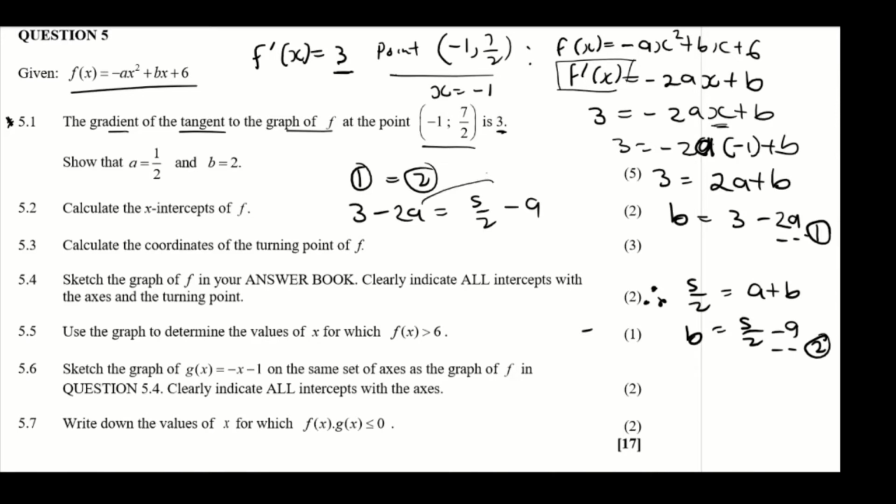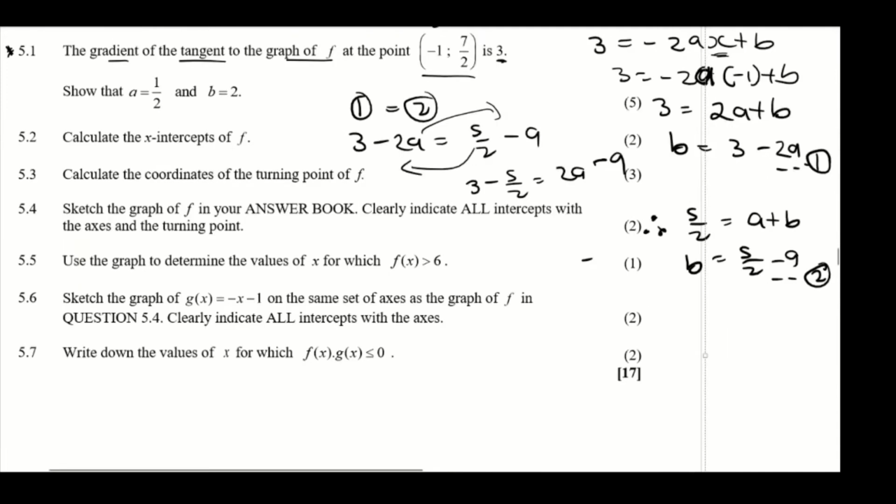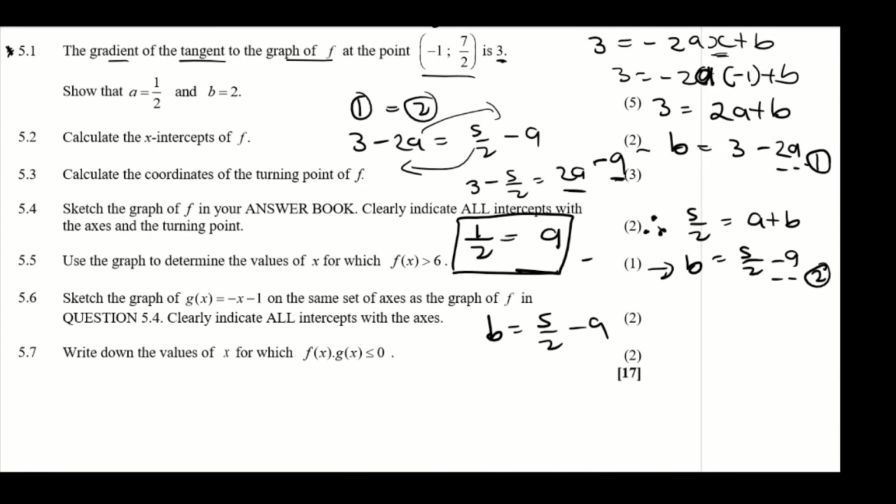So you can transpose the 2a to the other side and transpose the 5/2 to the other side. So you have 3 minus 5/2 equals 2a minus a. 3 minus 5/2 gives you 1/2, and 2a minus a gives you a, so a equals 1/2. Then for b, you say b equals 5/2 minus a. You can use this equation, or you can use the other one. Then 5/2 minus our a, which is 1/2, so our b is going to be equal to 2 if you use your calculator. So you've found that b equals 2 and a equals 1/2.